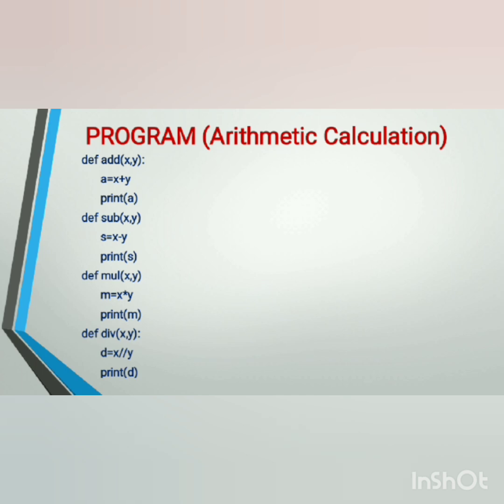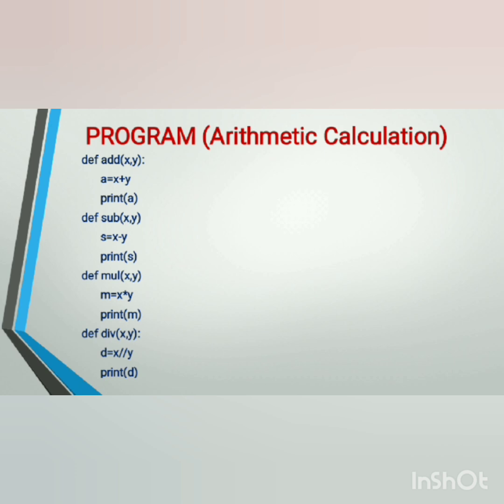For all the functions I have only 2 parameters. What are the parameter names? x and y. In the addition function, I am just adding the 2 variables and storing the value in a. Then I have printed a. In subtraction, I subtract x and y, store the value in the s variable and print the s value. In multiplication, I multiply x and y values and store in m. Finally I have printed the m value.